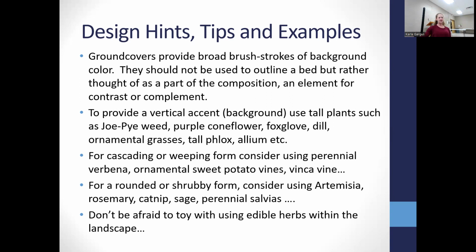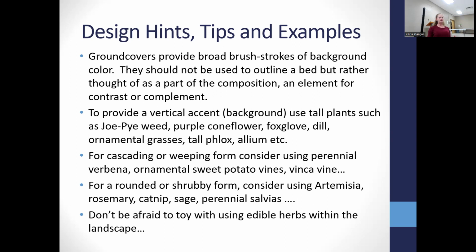And then it's nice to have some cascading or weeping type plants, especially if you have flower boxes that are hooked up to your porch or your windows and things like that. It's always nice to have something that flows out as well as a flowering plant in there. So some of the cascading or weeping things that you might use are perennial vinca or verbena, and there is an annual verbena. The ornamental sweet potato vine, vinca vine, that would just be some suggestions for vines.